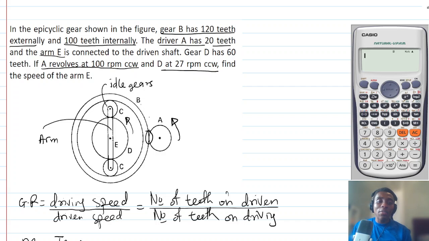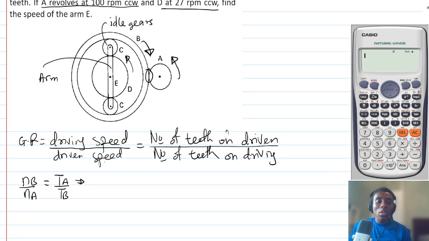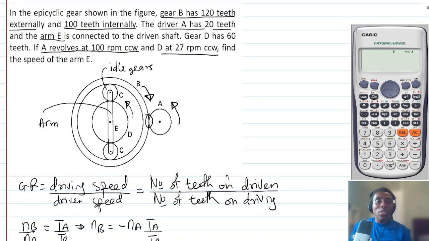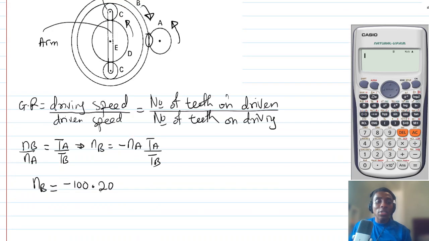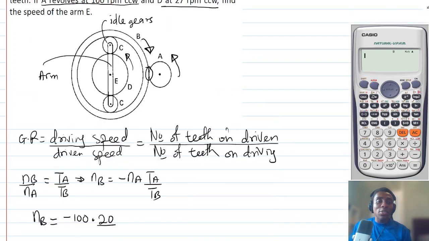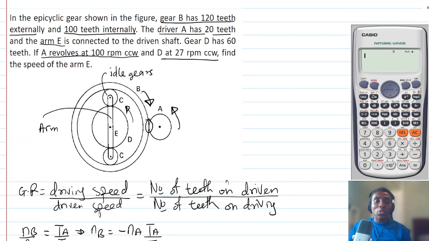But what is that value? Let's calculate it together. NB is going to be minus, because of the clockwise, NA multiplied by TA divided by TB. So NB is minus 100 multiplied by TA, which is 20, divided by TB, which externally is 120.